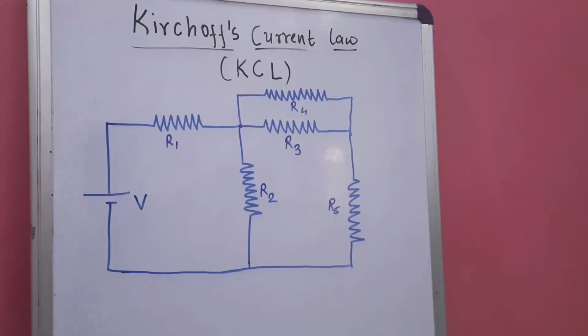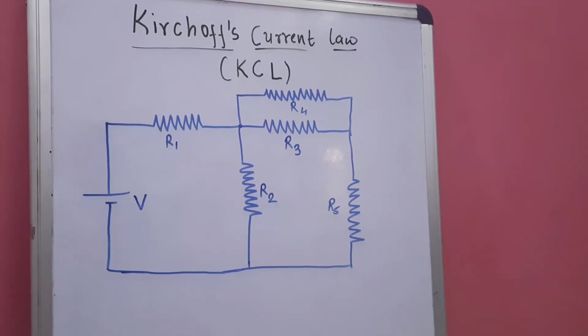Hello everyone, in this video I will show you how to apply Kirchhoff's current law in a circuit. So first of all I will tell you what is KCL and what is the statement of KCL. Kirchhoff's current law states that the algebraic sum of all the currents meeting at a point or junction is equal to 0.